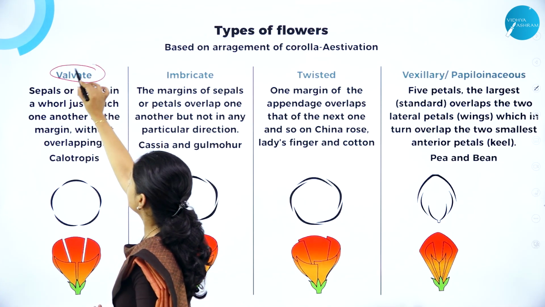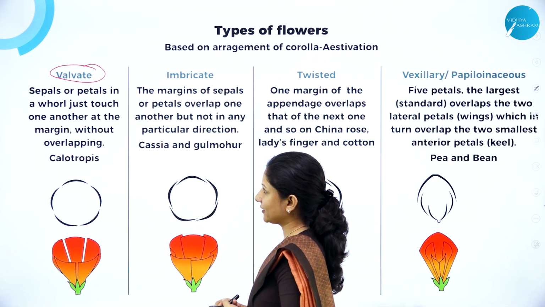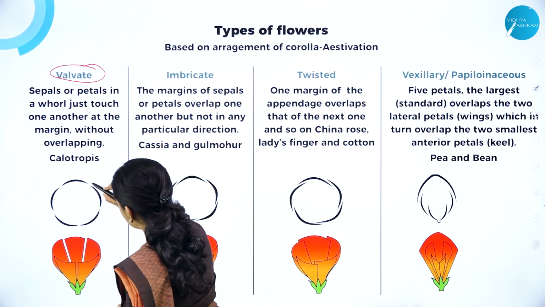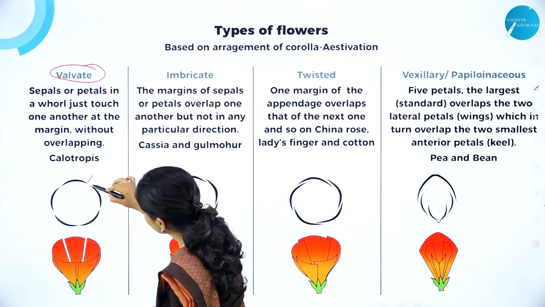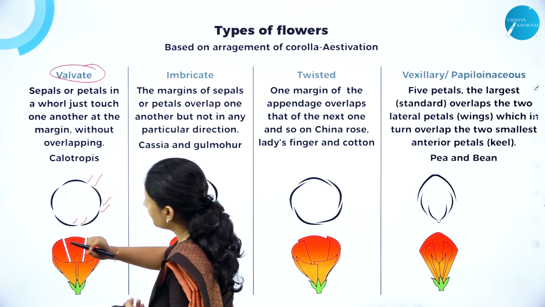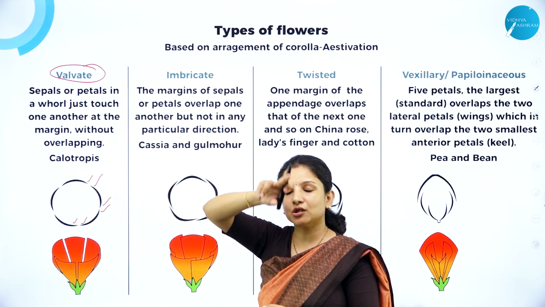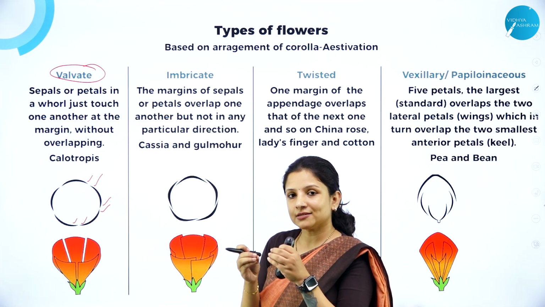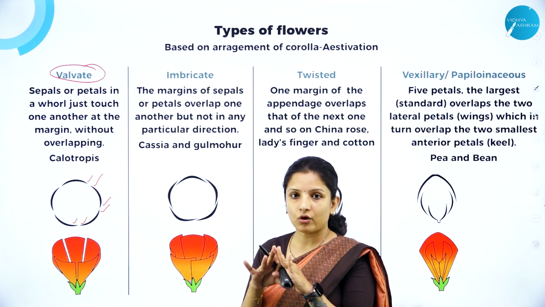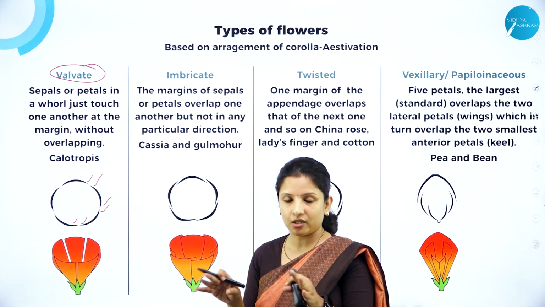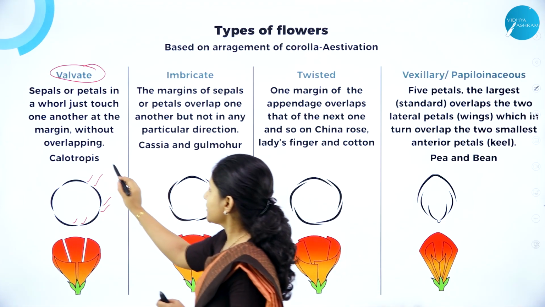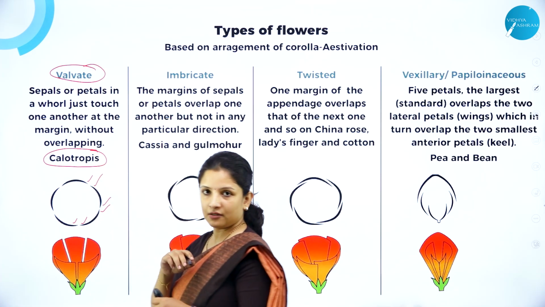So, valvate estivation. Here the sepals or petals are not completely overlapping one another. They are just at the margin. If you can see here, this isn't overlapping with this, not with this, not with this, but they are arranged in a complete circular margin, wherein the margins of the petals just touch each other, but they don't overlap. Such an estivation is called valvate estivation and it is found in Calotropis flowers.